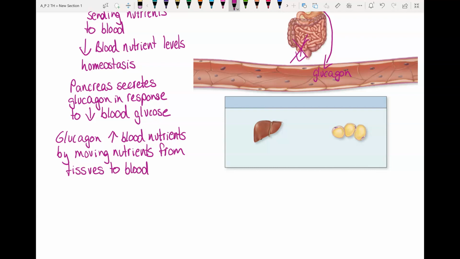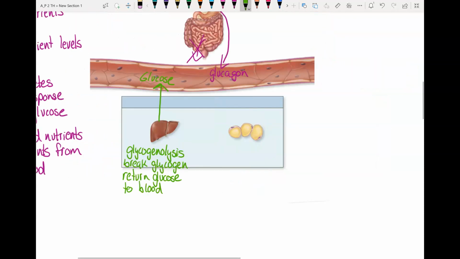So your liver has the glucose. We're going to return that to the blood. So you're going to do glycogenolysis. So remember, lysis means break. So this is where you will break the glycogen and return the resulting glucose to the blood. So glycogen is just a bunch of glucose stored together. So when you break the glycogen, then you're back to having a bunch of individual glucose.